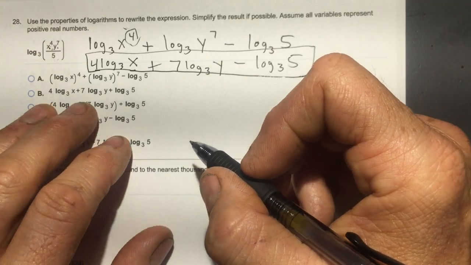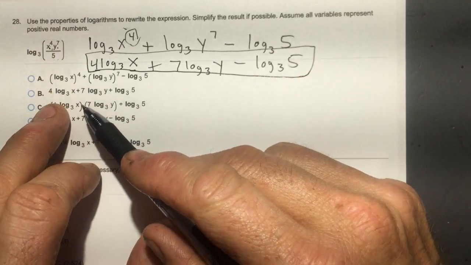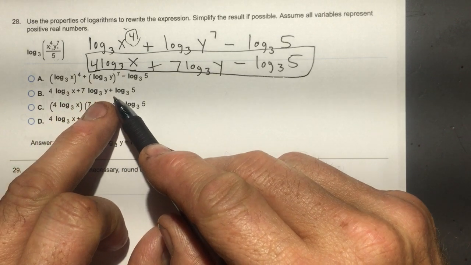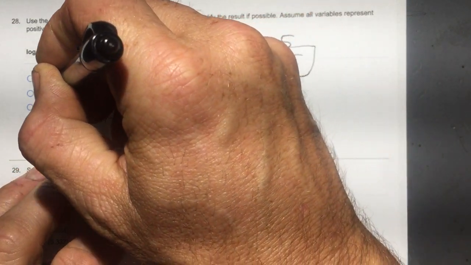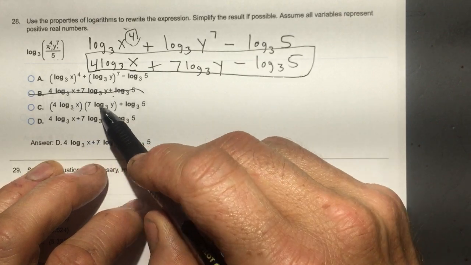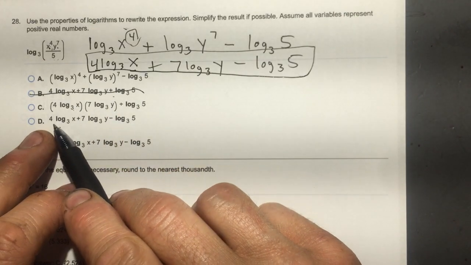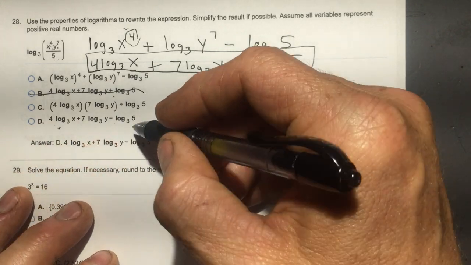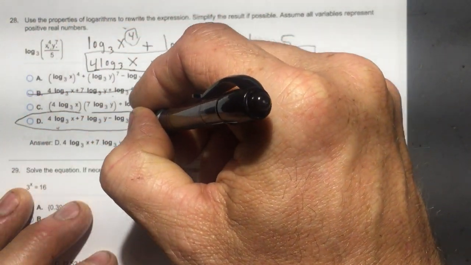Now let's look through here and see which one. Well, that ain't this one. All right, 4 log base 3 of x plus 7 log base 3 of y. All right, that says plus. That ain't it. I thought we had it there for a minute. This ain't right. It's got to be D. 4 log base 3 of x plus 7 log base 3 of y minus, yeah, it's D. There we go, D.